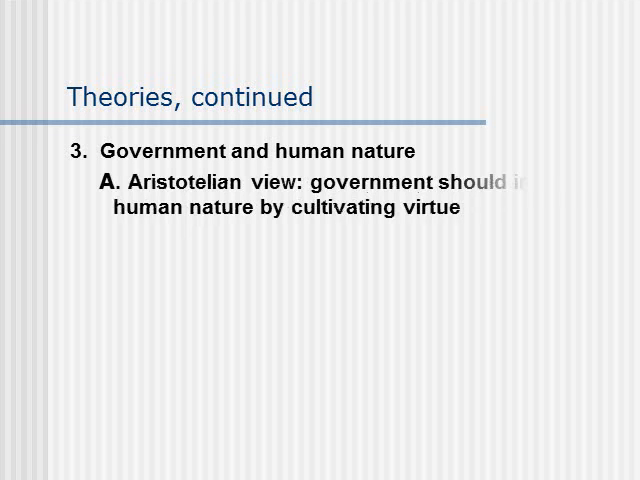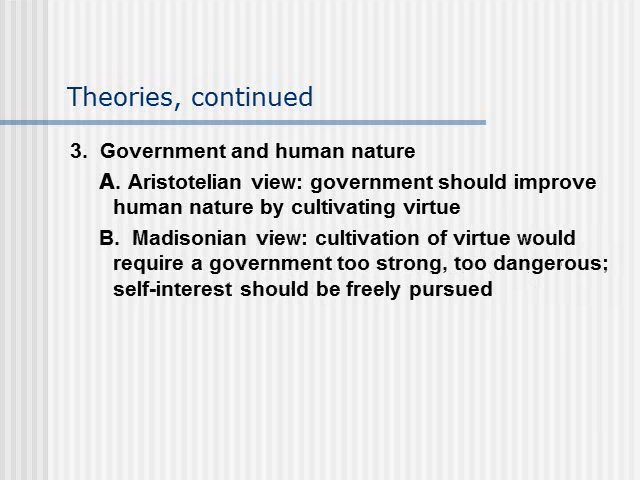Government and human nature. The Aristotelian view: government should improve human nature by cultivating virtue. The Madisonian view, the view that is the underpinning of the Constitution: cultivation of virtue would require a government too strong and too dangerous, so self-interest should be freely pursued. So Madison's argument is that if you had a government strong enough to make you a good person, it would be strong enough to do bad things to you.